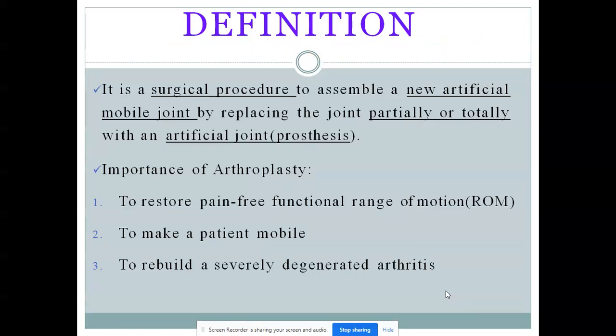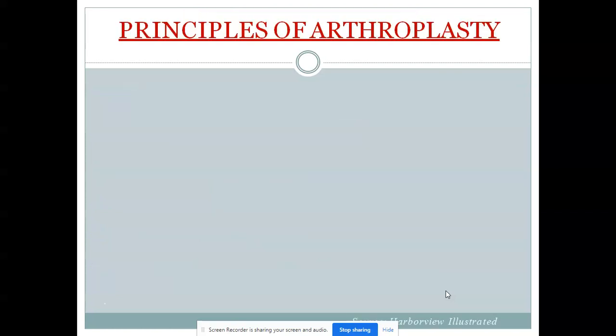Definition. It is a surgical procedure to assemble a new artificial mobile joint made up of metal and placed or fixed with the help of bone cement, by replacing the joint partially or totally with an artificial joint, also known as your prosthesis. Importance of arthroplasty: to restore pain-free functional range of motion, to make the patient mobile, to rebuild a severely degenerated arthritic joint. Coming to principles.